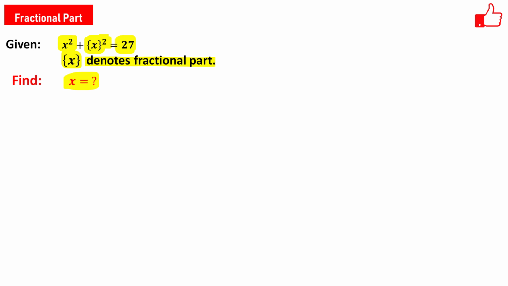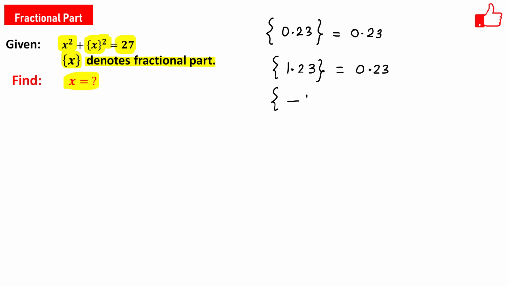So what is the fractional part of a number? For example, if we have 0.23, then in this case the fractional part will be 0.23. Or if we have 1.23, the fractional part will again be 0.23. What if I have the number minus 1.20? In this case, the fractional part will be 0.8. The fractional part is always positive. So, we will use this idea to solve this problem.